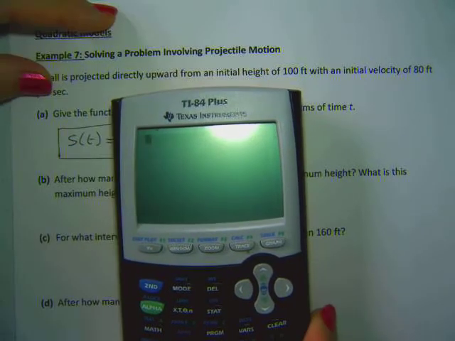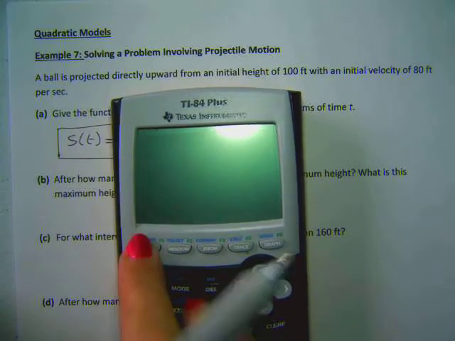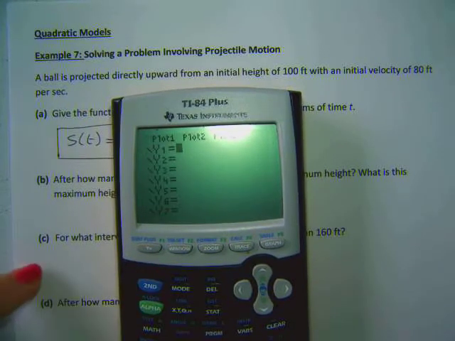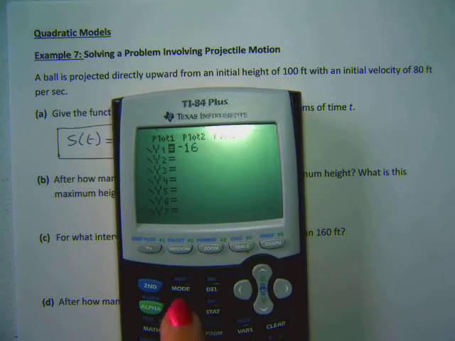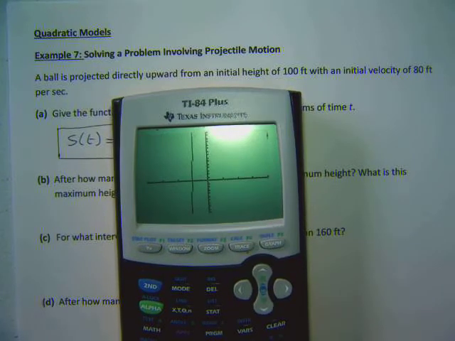Anyways, let us look at the calculator. Oops, my battery is low. Okay, so let's see. Hopefully this is a good position. So the first thing we're going to do is go to y equal and enter the equation, which is negative 16x, of course, not t, squared plus 80x plus 100.